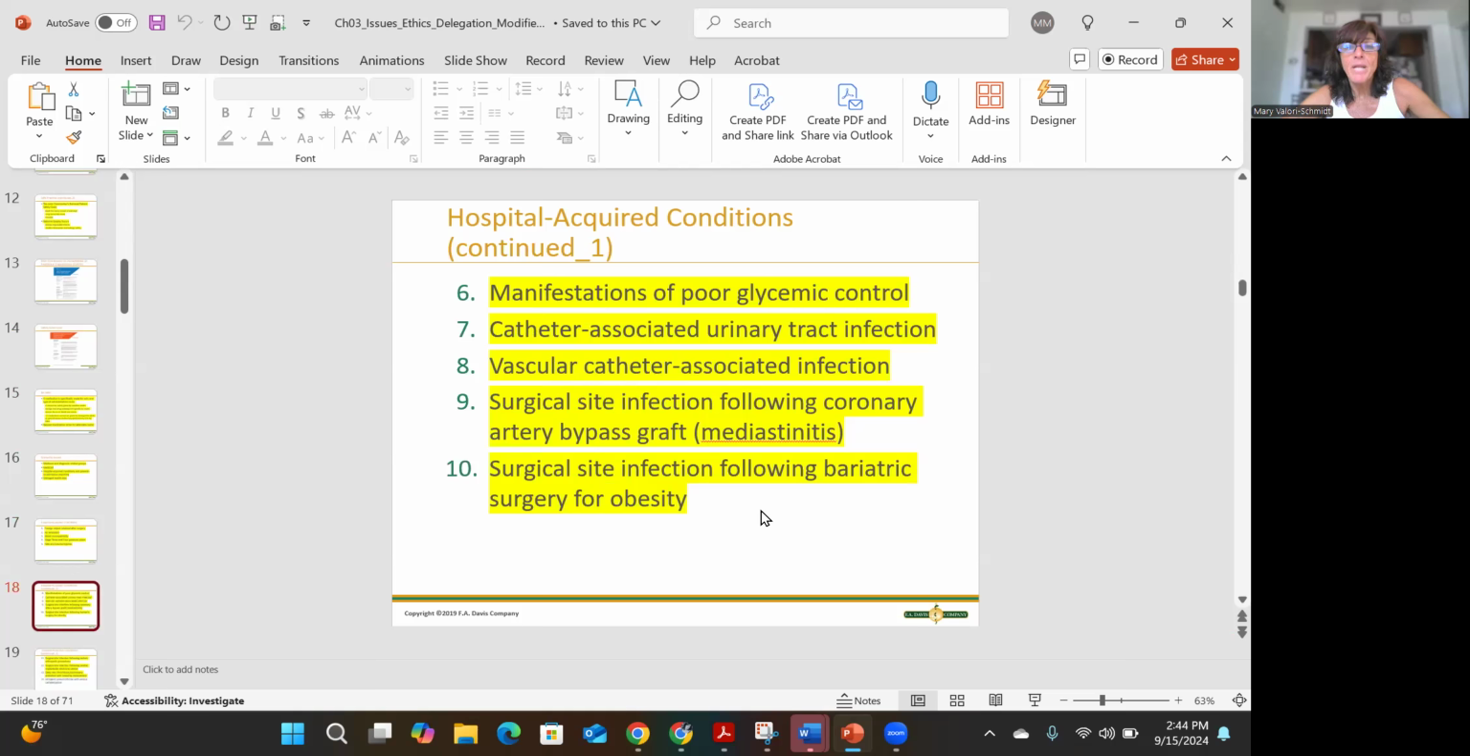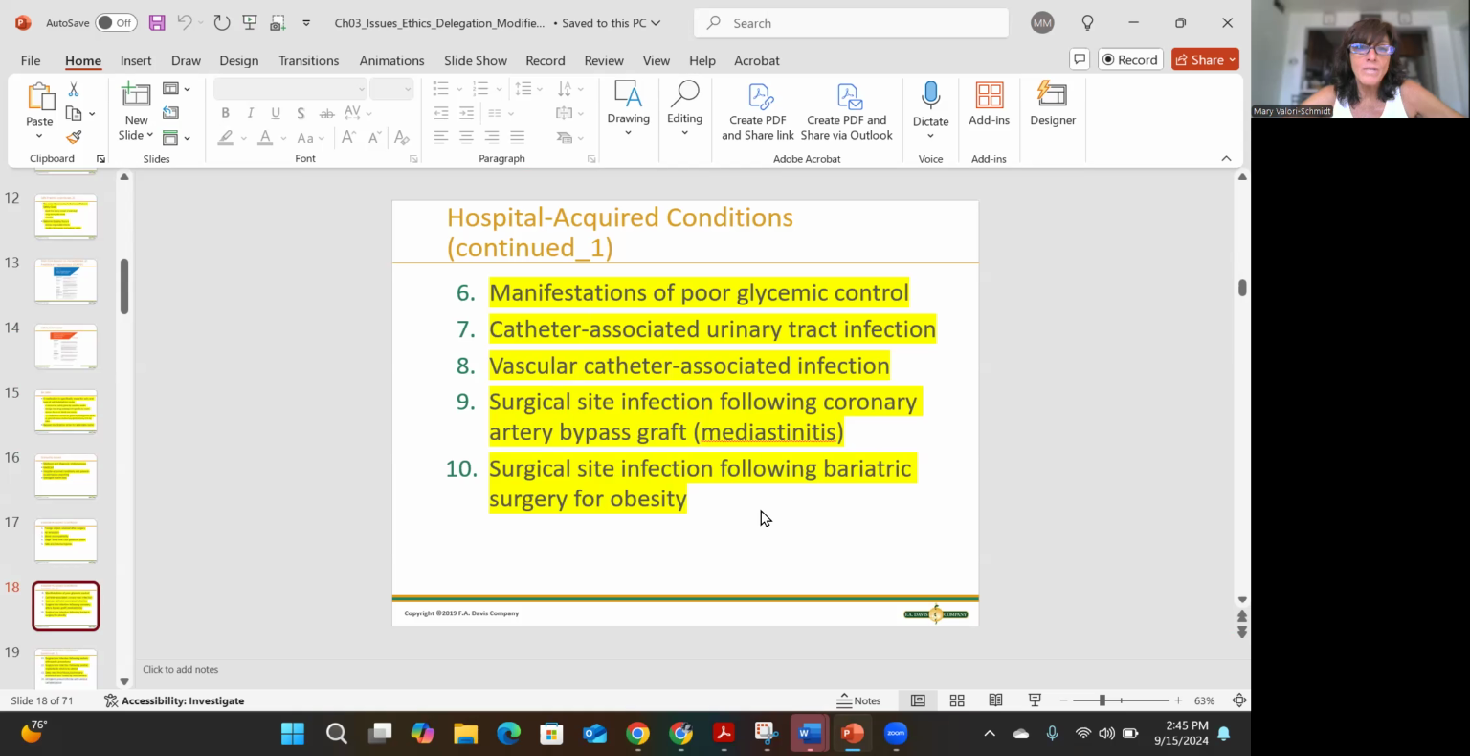Other things that can happen. Poor glycemic control. In other words, blood sugars all over the place, right? You walk into the hospital and mom's a diabetic and she's got a piece of cheesecake in front of her, right? CAUTIs, which are catheter-associated urinary tract infections. We don't put an indwelling catheter in someone unless we absolutely must. And, having a wound is not a reason to put in an indwelling catheter unless it's a stage 3 or 4 and it's non-healing. And incontinence is not a reason for a catheter.